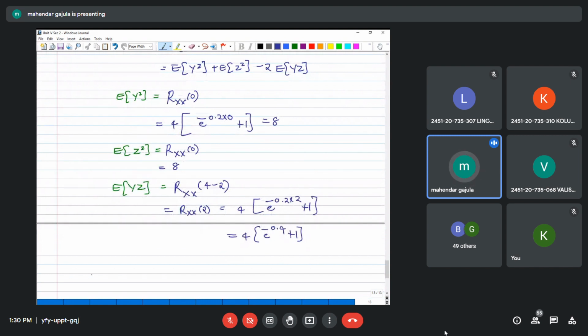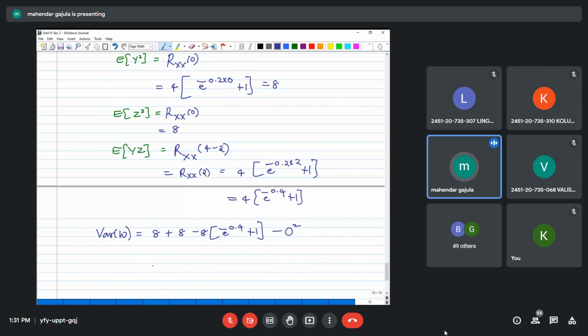Right. So let us substitute in the variance formula. Variance of W is equal to the expectation of Y square, I am writing directly. Expectation of Y square is 8, expectation of Z square is 8, minus 2 times 4 into e power minus 0.4 plus 1, so it is 8 times e power minus 0.4 plus 1, minus the square of the mean. So the 8 gets cancelled. So it leaves us 8 minus 8 e power minus 0.4, or 8 times (1 minus e power minus 0.4).